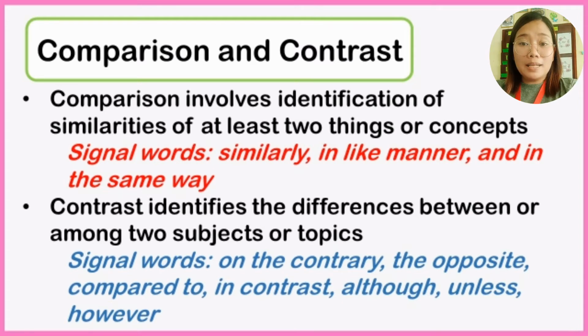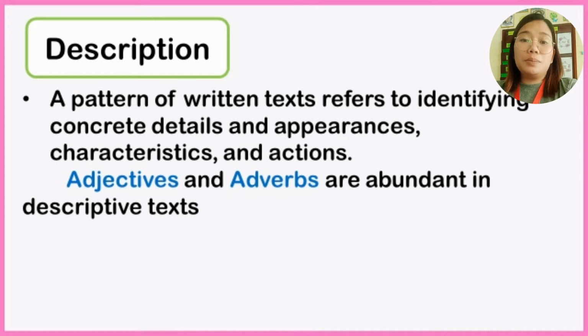certain text. Para sa pang-apat na patterns of written text, meron tayong description. Description is a pattern of written text refers to identifying concrete details and appearances, characteristics, and action. Now, take note with the word concrete details. Kapag sinasabi nating concrete, that means eksakto. Hindi yung it's very vague. Hindi yung mapapaisip pa yung reader mo kung ano ba talagang gusto mong itumbok. So, yun yung concrete. Kapag you do this description, you will just use adjectives or adverbs.